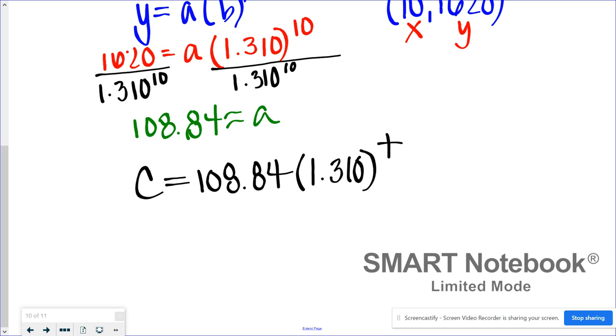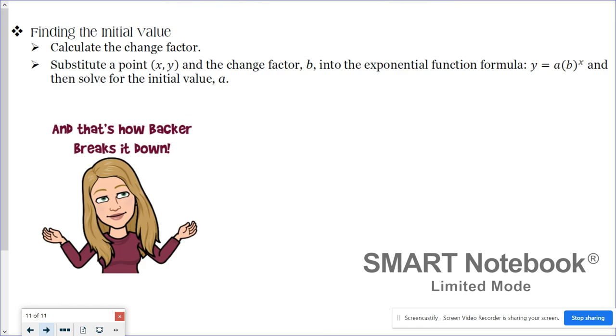So that's how you can find the A value of your exponential function when you don't know what it is. You definitely need to know the change factor, so calculate that first. And then you can use one of your two given points and your change factor and substitute x, y, and b into the exponential function formula, and then solve that for A.